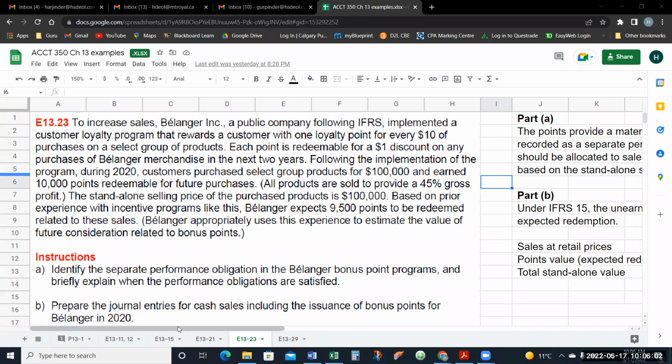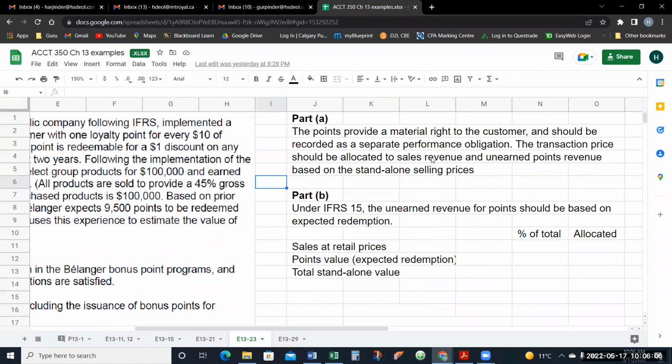So there are two performance obligations. The points, because they provide a material right to the customer, should be considered a separate performance obligation. So what needs to happen is that the total transaction price for the $100,000 must be allocated between sales revenue and an unearned points revenue account. And this allocation is done based on the standalone selling prices.